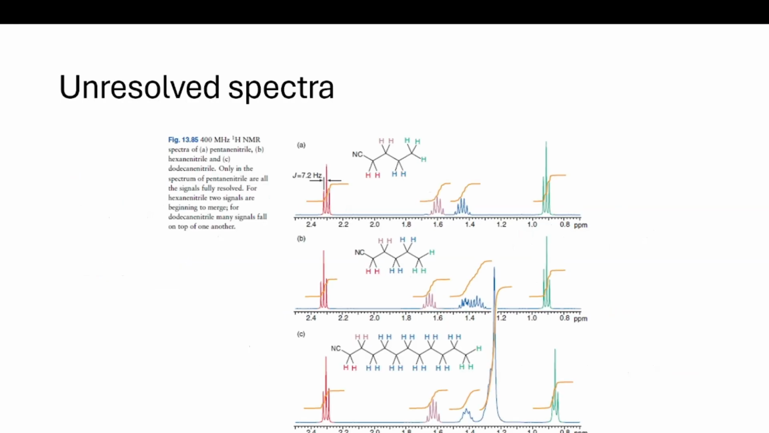Now, there is one major issue when it comes to proton spectra, and that is, let's take for example this specific compound known as pentanenitrile. We just have a nitrile group attached to 4 more carbons. But as we keep on adding carbons, signals are going to start to merge. And especially in dodecanenitrile, we're going to have so many carbons that there's going to be a lot of coupling and the signals will just straight up fall into each other, which creates these unresolved and confusing spectra.